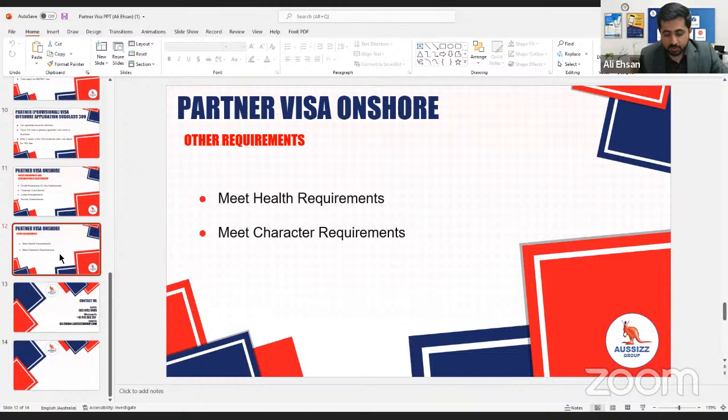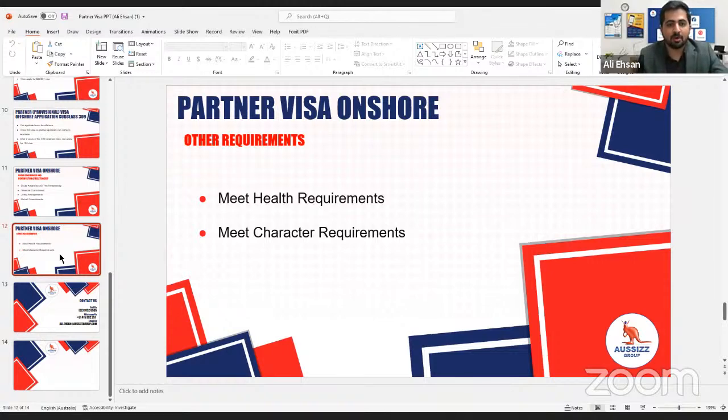So I've got a question: how long are the processing times for onshore applications? Look, currently in this financial year, we have seen that partner visa processing has been really fast. In many cases, I can tell you from my own experience, from the cases that we have done here, we have seen partner visa grants in 2, 3 months or 5, 6 months on average.